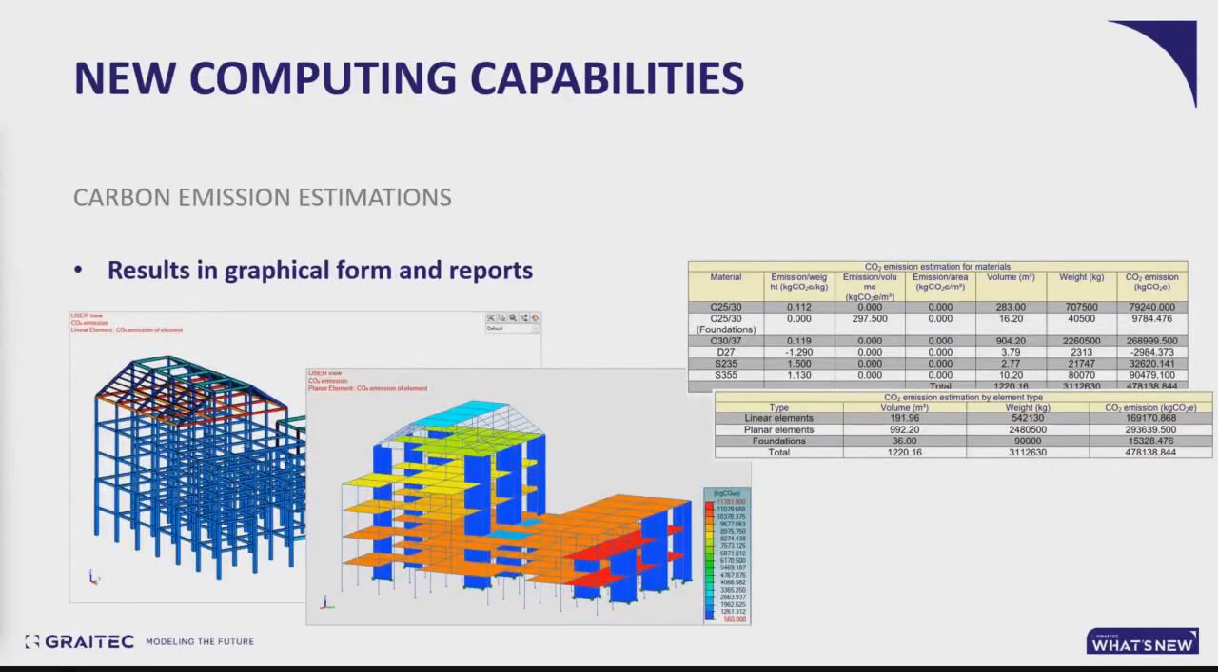The results of the carbon emission calculations are available in the graphical form and in the form of report tables. Graphically, we can see values per type of the element with using values or colors. And the tabulated results can be presented by material, by element type, and also by systems. So in general, we can easily see the impact of each category of objects on carbon emission, and we can prepare documentation for that.